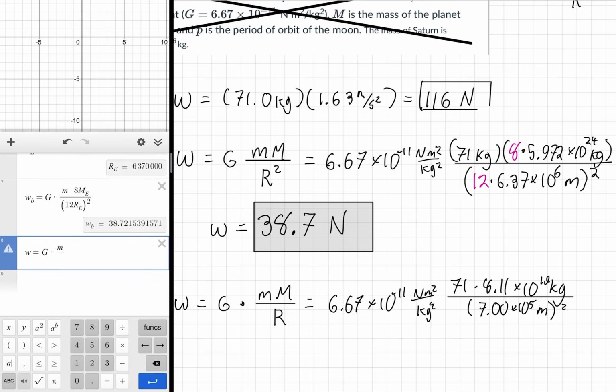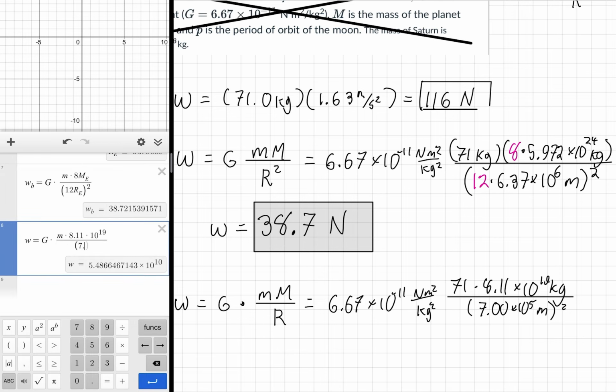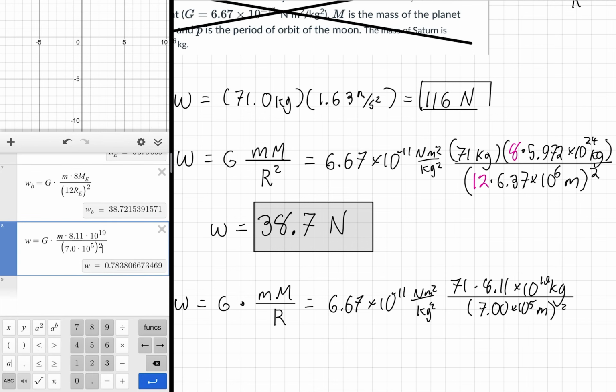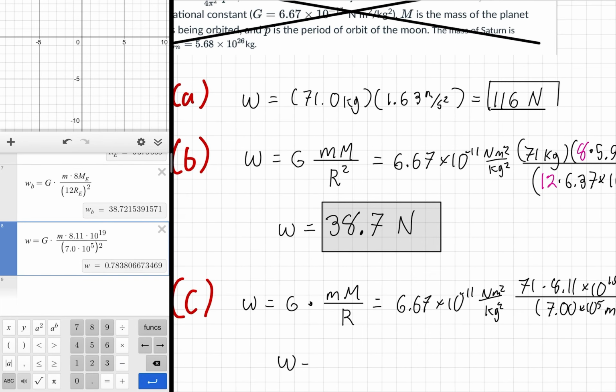Again, I'm going to do the division first, so it sets it up in the right way, but then I'll go back up to the numerator and multiply by 8.11 times 10 raised to the 19th power. All right, there we go. And then down here, open parentheses, so I don't have to square it, 7.0, right? Don't bother with the double zero, times 10 to the 5th, close those parentheses, and square the whole thing. All right, so now we have, talk about microgravity.